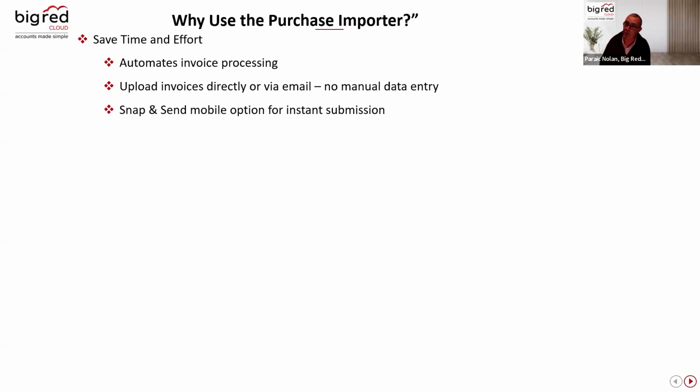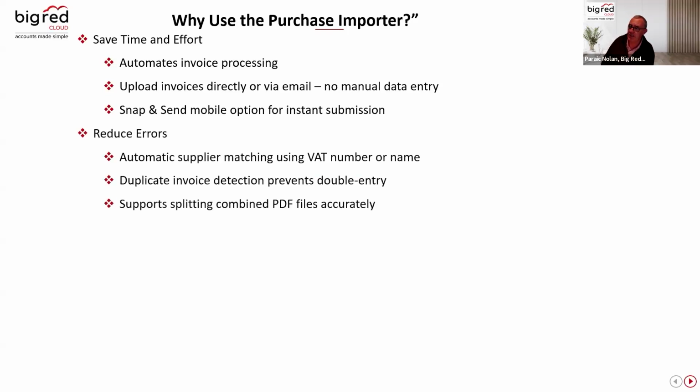Maybe for some other suppliers, where you want to double check them, you might want to triage those into a separate folder. So it allows you to build your own workflows around it. And then the Snap and Send gives you an option for instant submission. You have the invoice in front of you, you're out and about, and you can just take it and do that straight away.